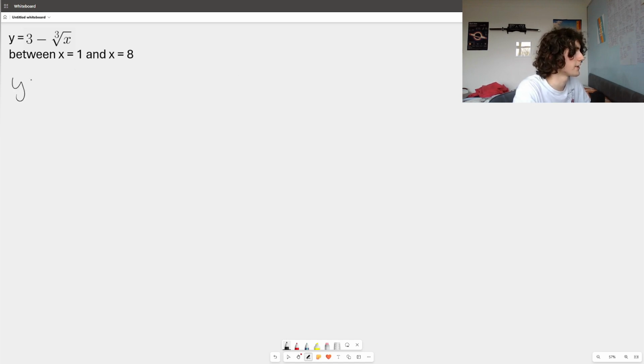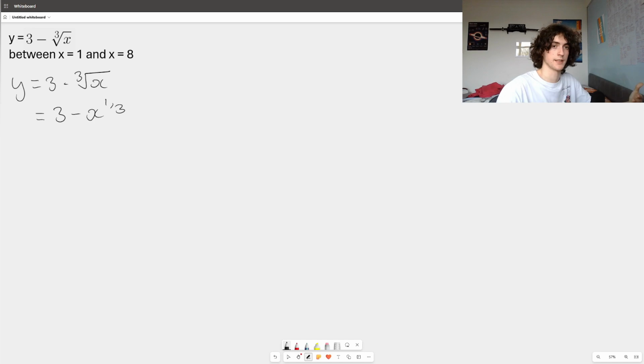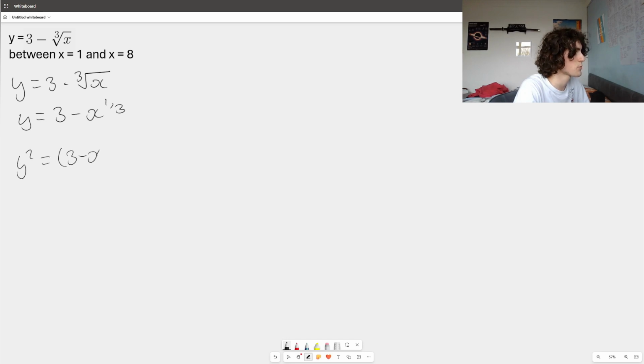So we are calculating the volume of revolution of y equals 3 minus the cube root of x between x is 1 and x is 8. And this is when it's rotated 360 degrees around the x-axis, because that's what the question originally asked. And I'm going to calculate y squared here before I write out the integral, just to make things easier for me. So this is 9 minus 6x to the third plus x to the 2/3.